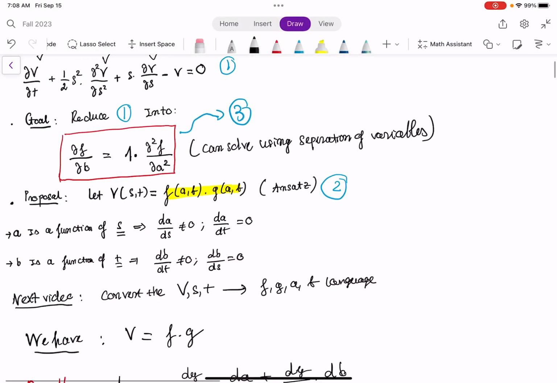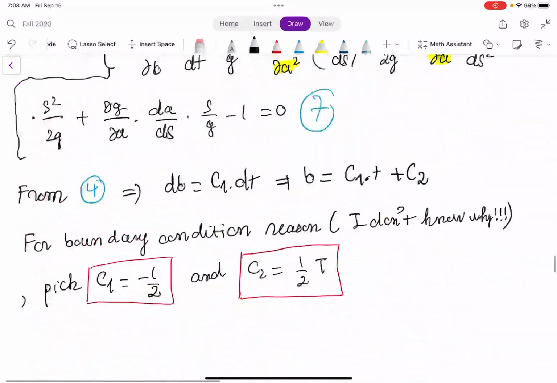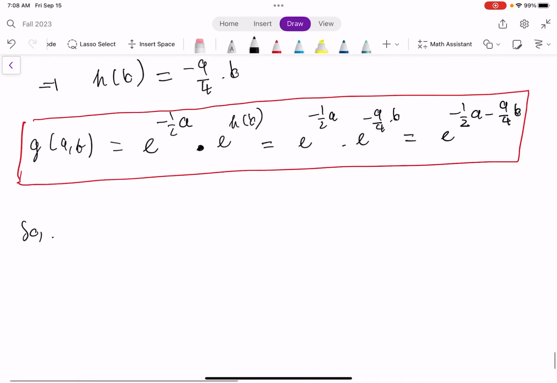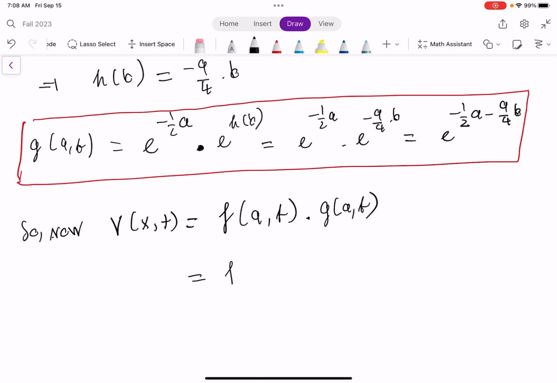Our v is f times chi, right? And if chi is that form, we can reduce it to equation 3. Okay, so now let me try to recap everything. So now v as a function of x, t will be equal to f(a, b) times chi(a, b), right? Which chi(a, b) is just chi(a, b) equal f(a, b) times e to the power negative 1/2 over a minus 9 over 4 b, right?